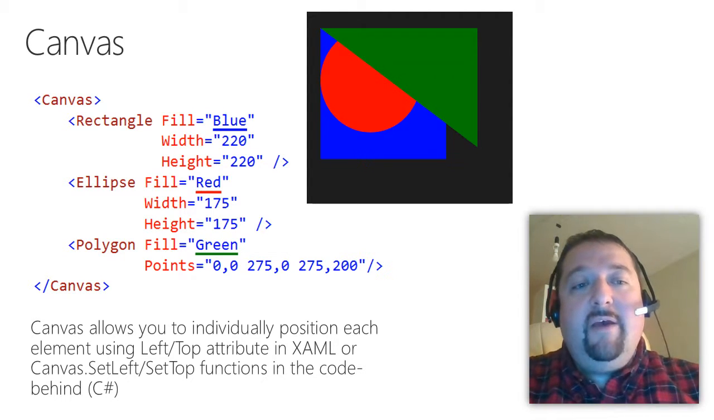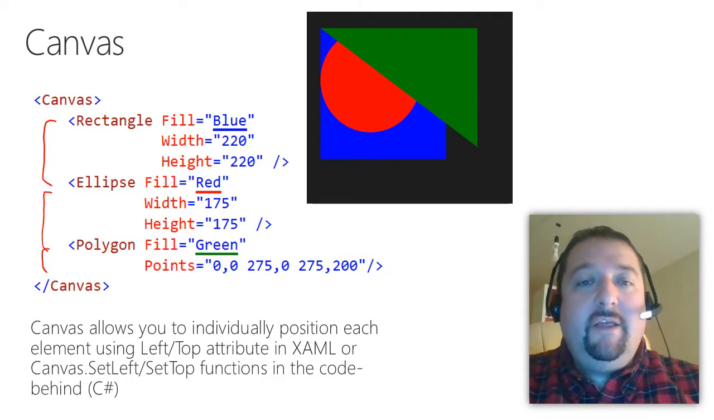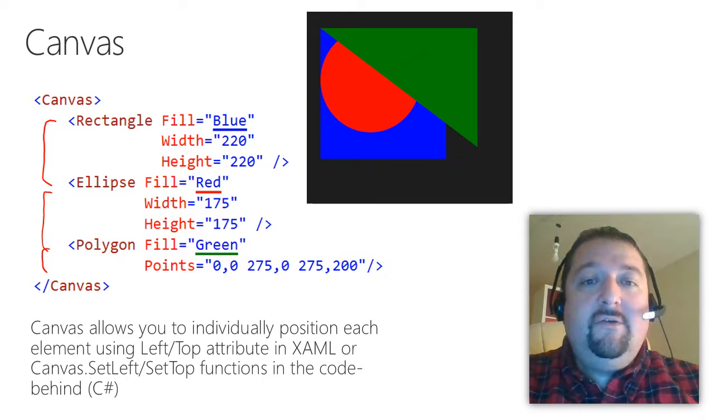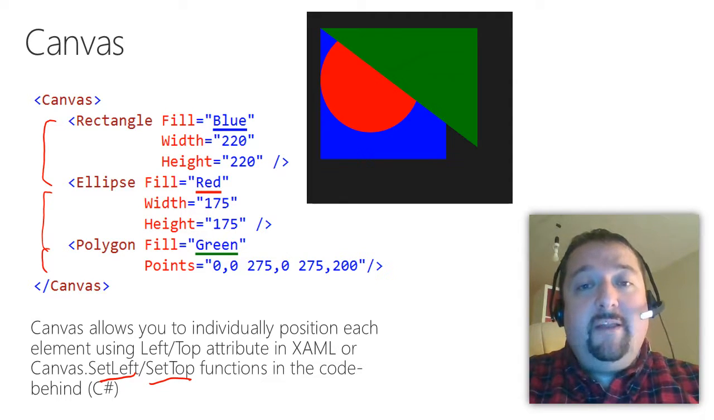So in this case, we have again rectangle, ellipse, and polygon, and they are just specified without any coordinates. So you see they are placed all one on top of the other. And then if you want to lay them out, we would need to specify their left and top properties. And this can be done programmatically using canvas.setLeft, canvas.setTop, or you can specify it, of course, in the XAML file.